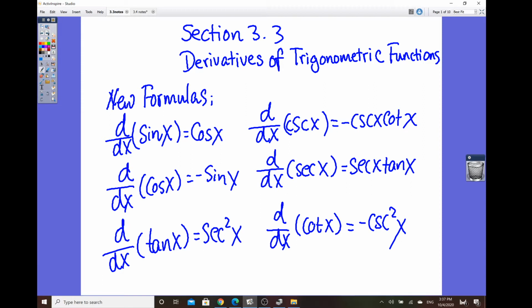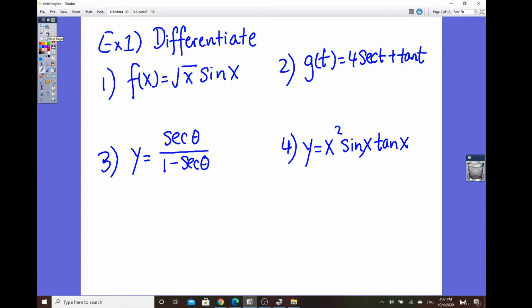Okay, now let's use the following formulas to find the derivative of these trig functions. To start off with the first one, differentiate, meaning we want to find the derivative. Start with rewriting f of x as x to the power 1/2 times sine of x. What I did here is convert from radical form to exponential form, and we're also using the product rule.